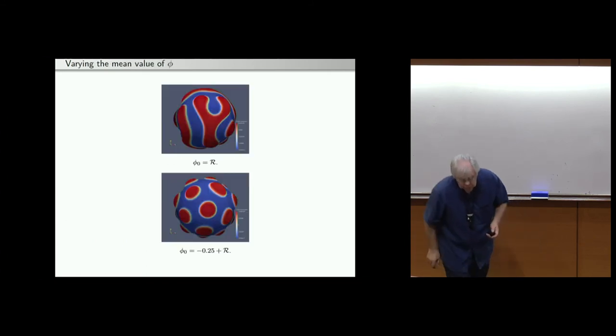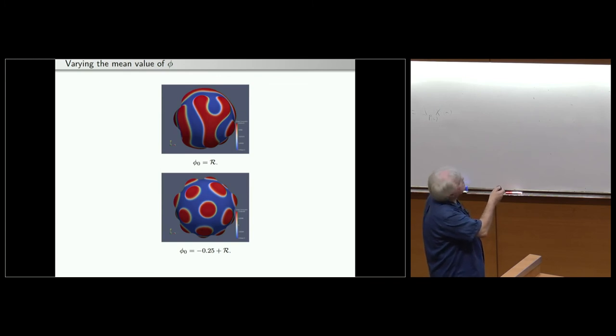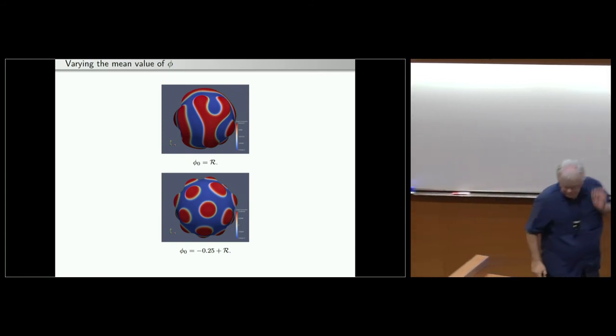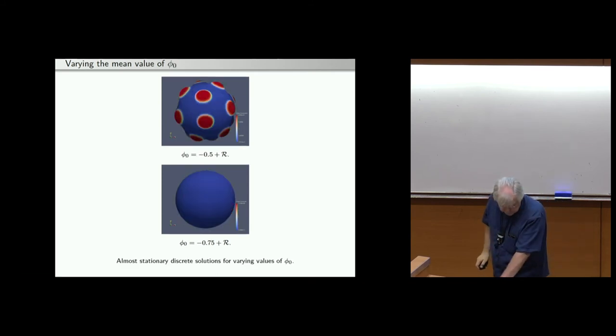And this is the upshot. So this is a simulation. You start off with some very small noise around the mean value of zero, and we get this solution, which looks typical for phase field simulations. But if we increase the mean value to minus 0.25, then we get these spots. And if we increase it too much, then we get virtually nothing.